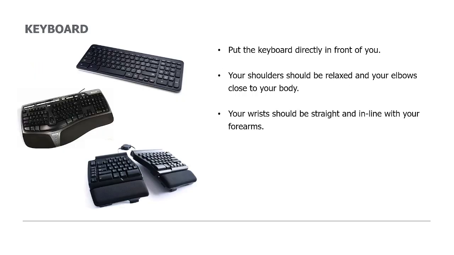The keyboard, that's another important part of a work setting and an office workplace. We give you an example of 3 different types of keyboards up there. First thing is make sure you put the keyboard directly in front of you. Make sure your shoulders are relaxed and your elbows are close to the body. Your wrists should be straight and in line with your forearms. The top keyboard that you see directly on your screen there, that's a pretty traditional keyboard.